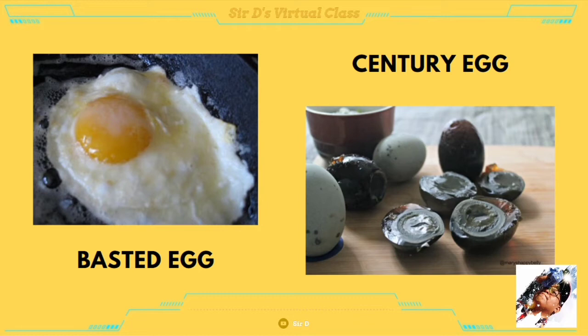Then we have a very unique egg dish coming from China. You have the century egg. The century egg is actually an appetizer. It's an additive to other dishes in China. This is produced by applying a clay mixture to the egg, and then this will stay for weeks and even months and create this wonderful taste and texture and color of the century egg.